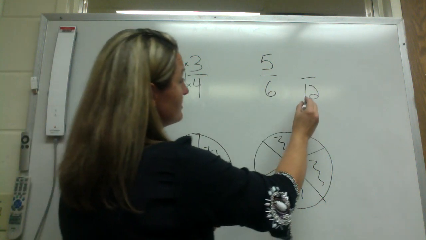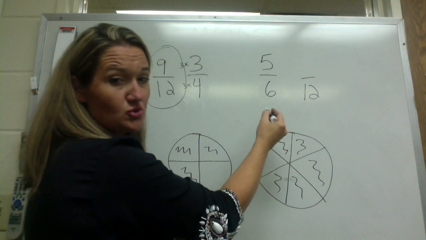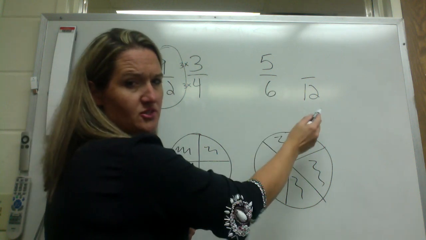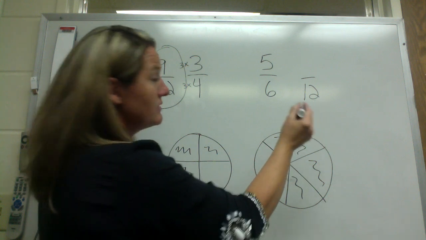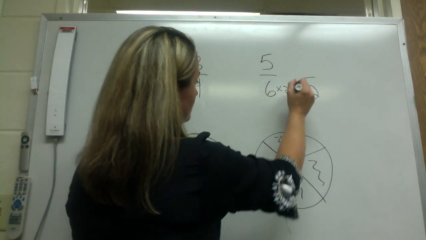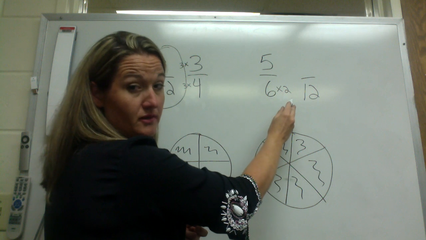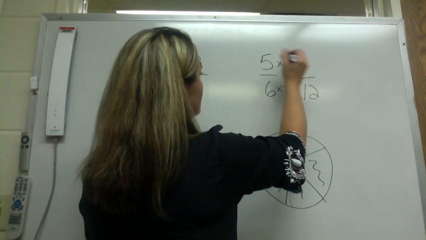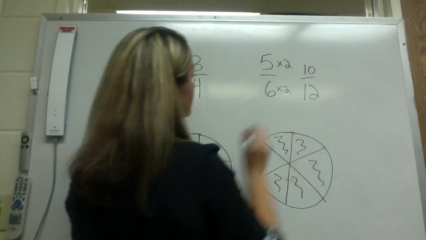We're going to make an equivalent fraction. 5/6 is equal to what over 12? Well, let's see. 6, what did I do to the 6 to get 12? Multiply-wise. Yeah, I have to multiply by 2. So if I multiply by 2 on the bottom, I have to do the exact same thing to the 5 on top. 5 times 2 is 10.